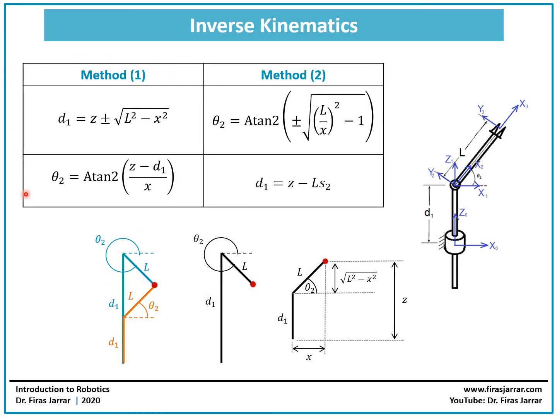So we have here a summary of the results from the two methods. From method 1, we start by obtaining d1. We get two possible values for d1, and then we apply the formula for theta 2 to find the two values of theta 2 corresponding to each value of d1. In method 2, we started by obtaining a value for theta 2 using this formula, and it turned out to be two possible solutions. Then we substituted each solution into this formula to get the two corresponding values for d1.